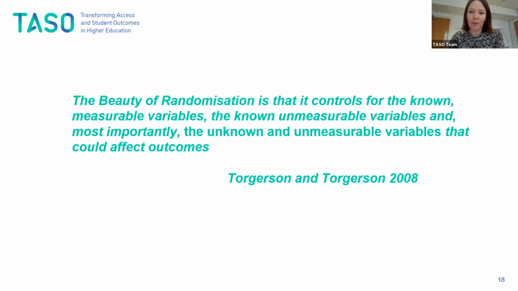It wouldn't be a session on RCTs without a Torgerson and Torgerson quote. Some of you might know of Torgerson. There's an excellent book called, I think, Designing Randomized Trials, which I frequently revisit and revisited when preparing for this session. What they say here, and I think I agree, is that the beauty of randomization is that it controls for the known measurable variables, the known unmeasurable variables, and most importantly, the unknown and unmeasurable variables that could affect our outcome. Definitely recommend visiting their book if you haven't.